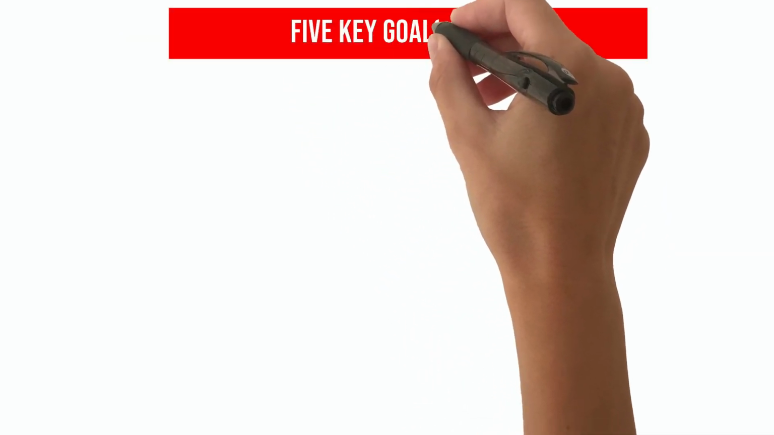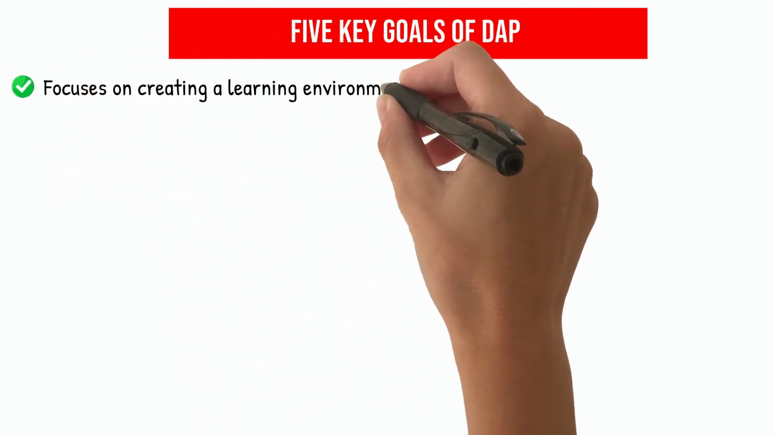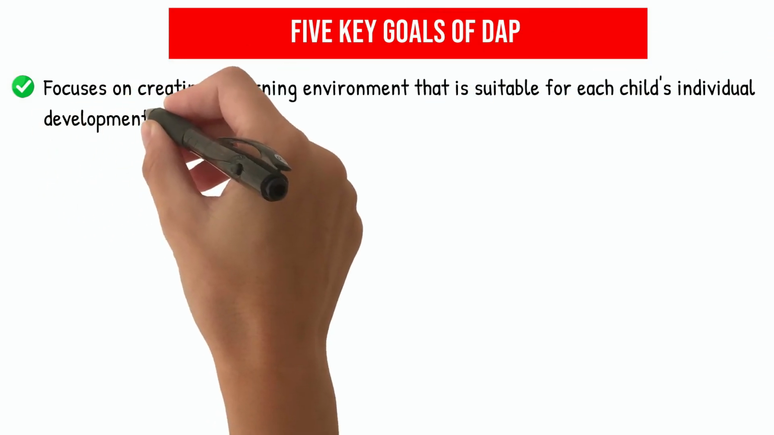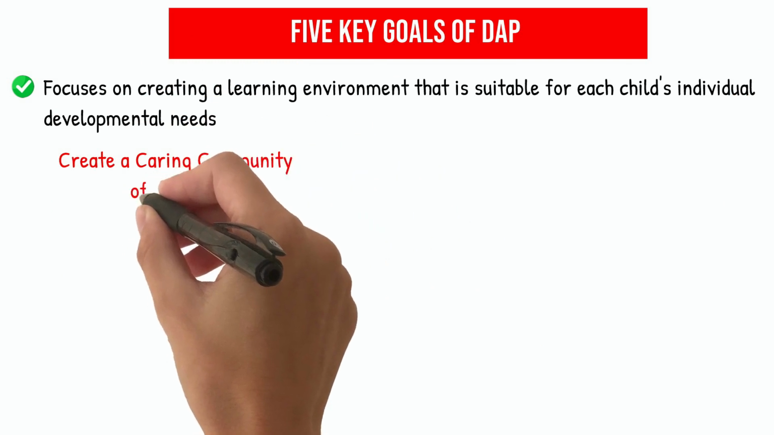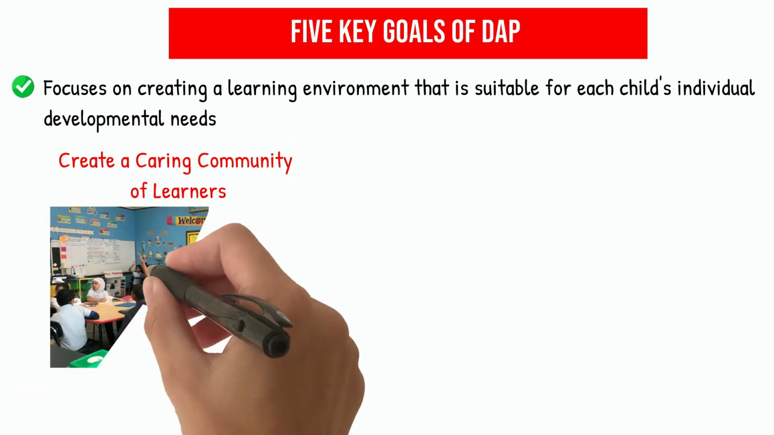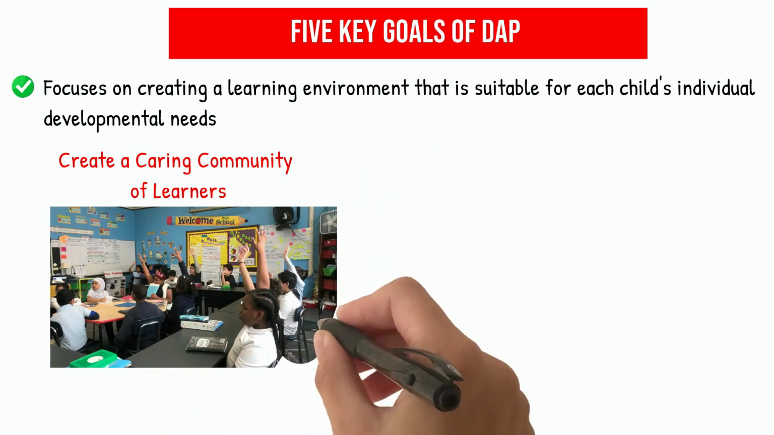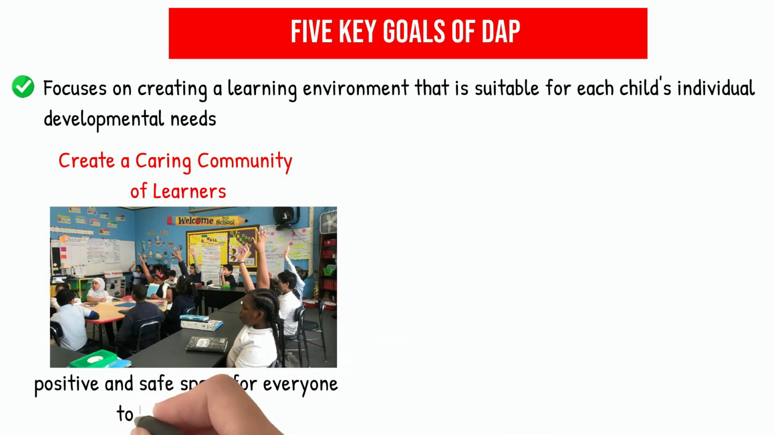5 key goals of DAP. DAP is a way of teaching that focuses on creating a learning environment that is suitable for each child's individual developmental needs. 1. The first goal of DAP is to create a caring community of learners. This means that we want to create a classroom environment where all students feel welcomed, supported, and respected. We want to create a positive and safe space for everyone to learn and grow.